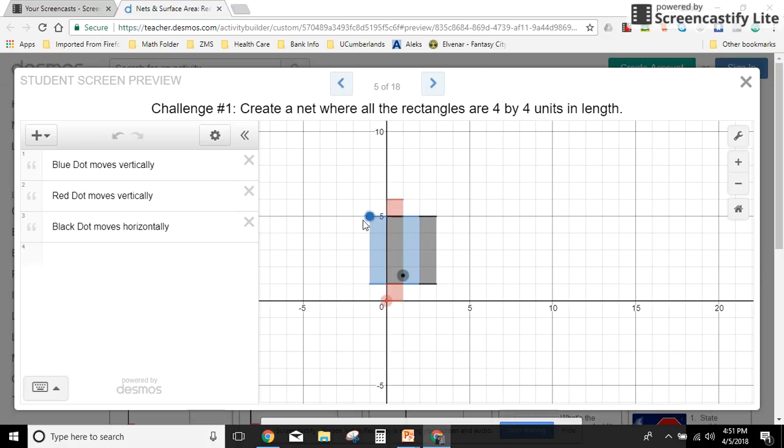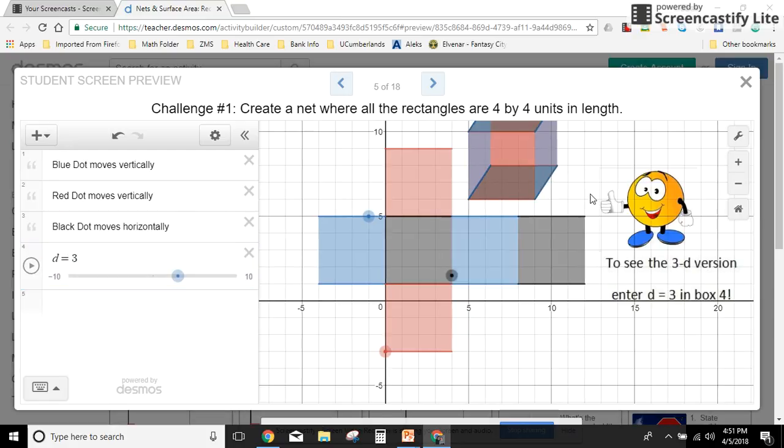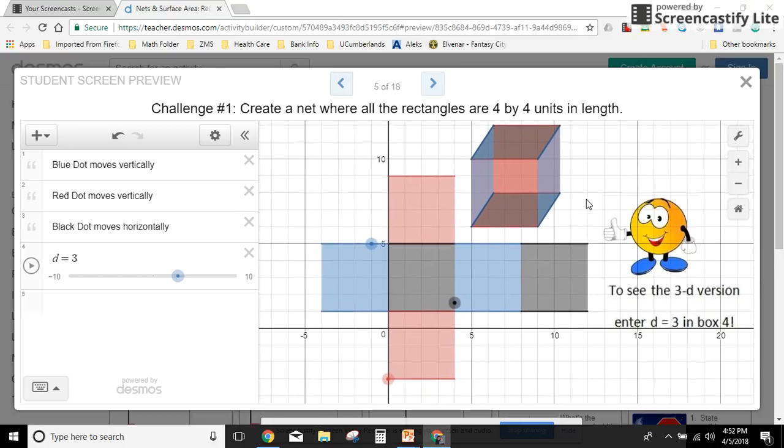I'm going to stretch these vertices to make a 4x4. So my black rectangles are 4x4, and my red are now 4x4. I'm going to set D equals 3, and it gives me my 3D shape. So we have a cube, 4x4. Now let's talk about the surface area of this cube. Each face has an area of 16 square units: 4 times 4, length times width, is 16. So I have 16 units and I have 6 sides. So I'm going to multiply 16 times 6, and that gives me a surface area of 96 units squared.